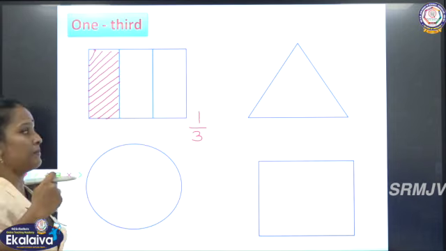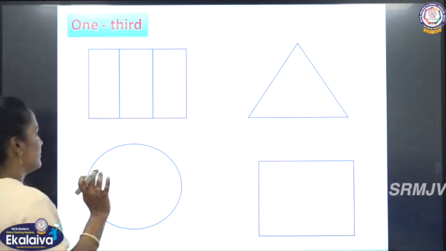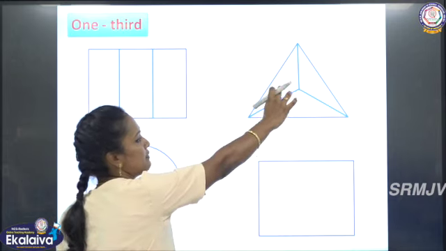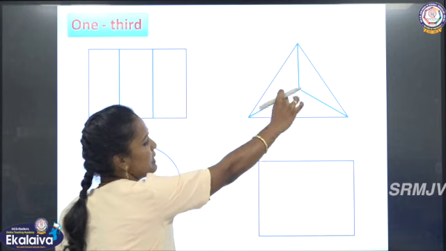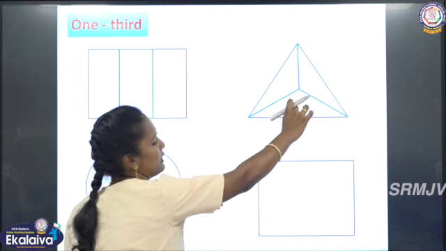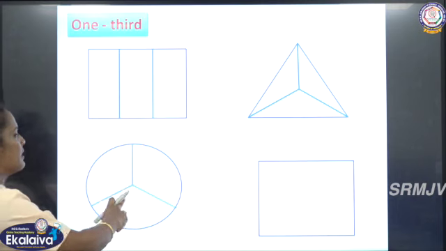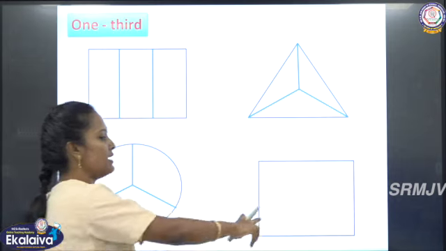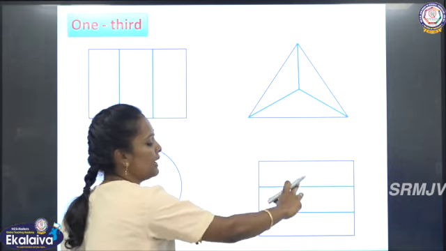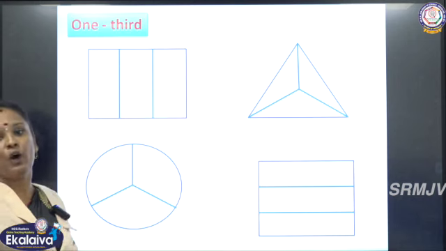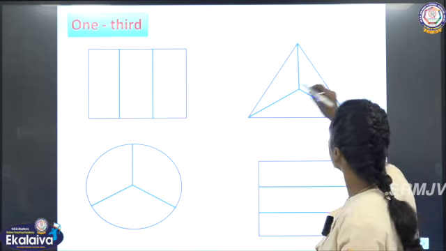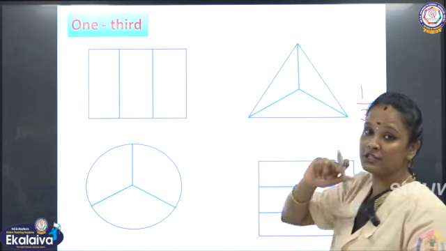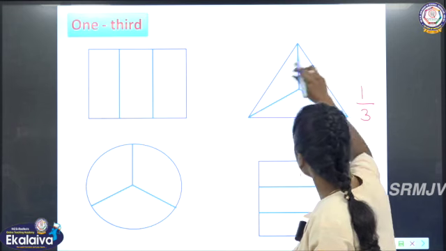So this is an example of 1/3. This triangle is divided into 3 equal parts: 1, 2 and 3. This circle is divided into 3 equal parts, 1, 2 and 3, and again another example of 3 equal parts, 1, 2 and 3. We are going to shade 1 by 3. So one part has to be shaded. For 1 by 3, only one part has to be shaded. We can shade any part.